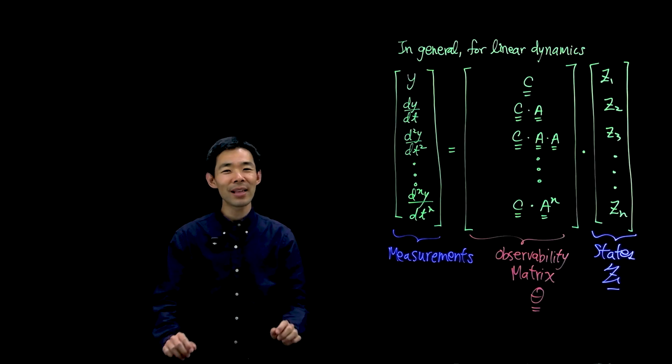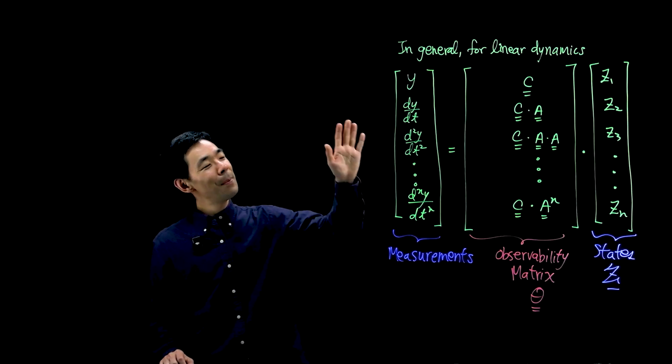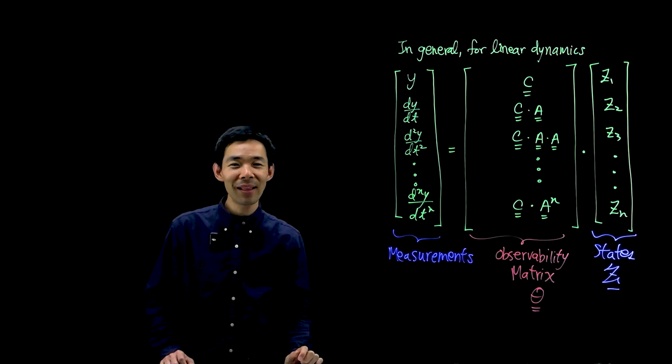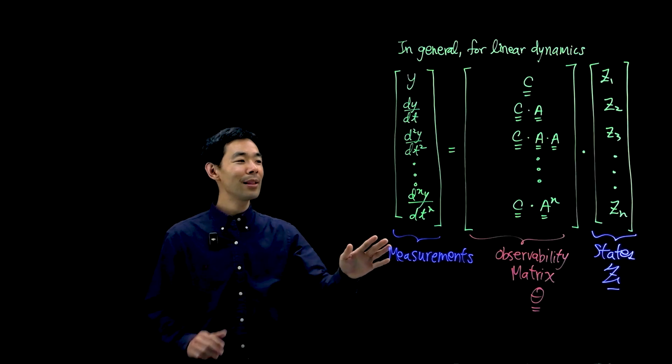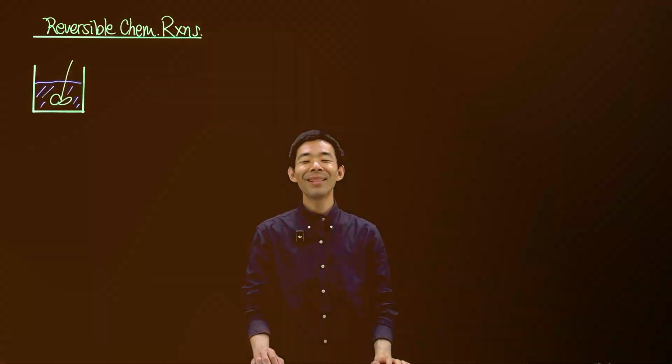So let's do a different example, not a high school physics example, but one that will actually put this into more context, and I'll actually show you a MATLAB code that will show you the power of observability and embedding. Let's do that next. Let's do an example involving chemical reactions.